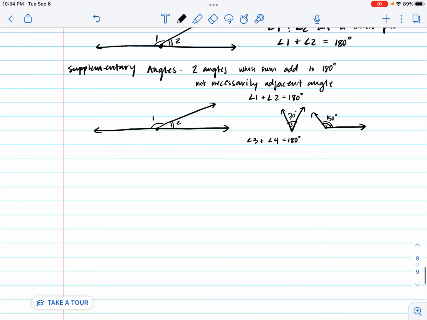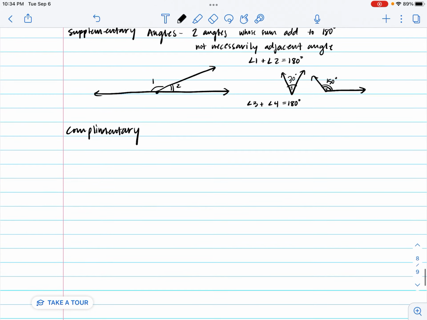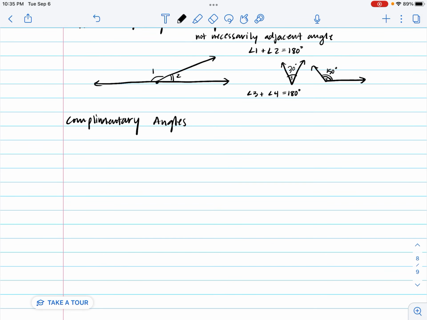So complementary angles are kind of like supplementary angles, but it's not 180 degrees. Now, if it's not 180 degrees, what's another important angle that we talk about? Well, hopefully you catch on by this diagram. This should be a dead giveaway. 90-degree angles.